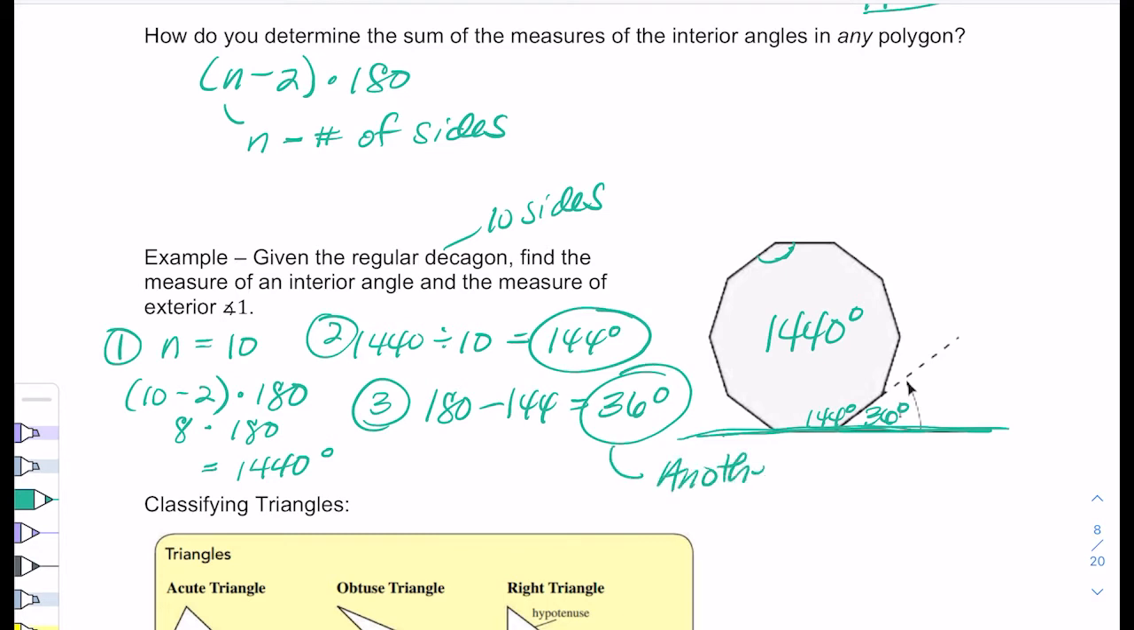Another way you could have gotten the exterior angle is you could take 360 and divide it by the number of sides. So 360 divided by 10 is 36. So every exterior angle would be 36 degrees. Now, why am I taking 360? It's because if you rotate around that decagon, it would take 360 degrees. That's a full rotation.